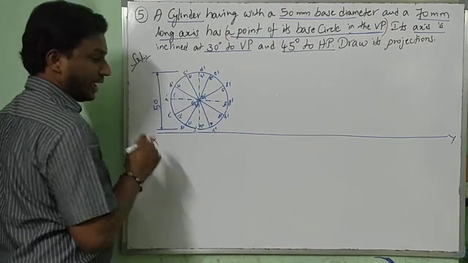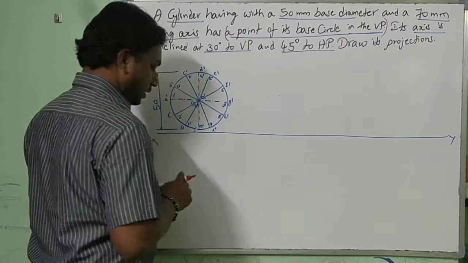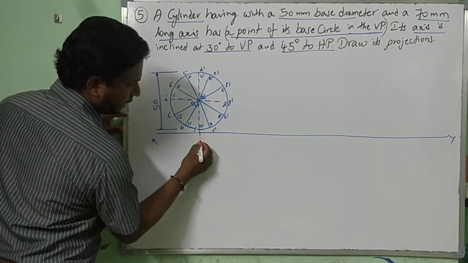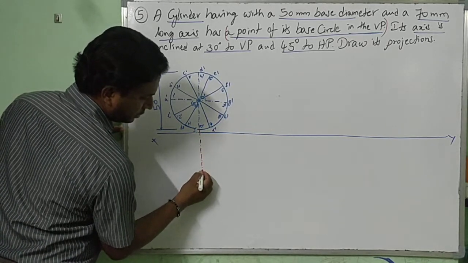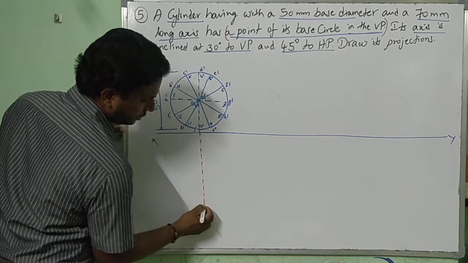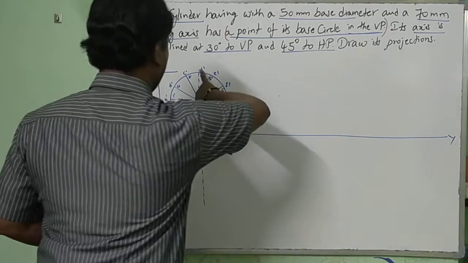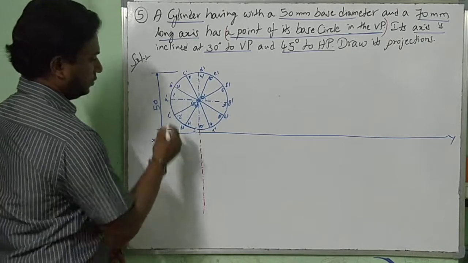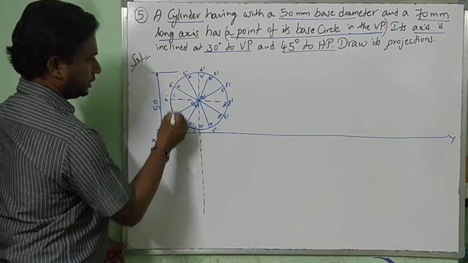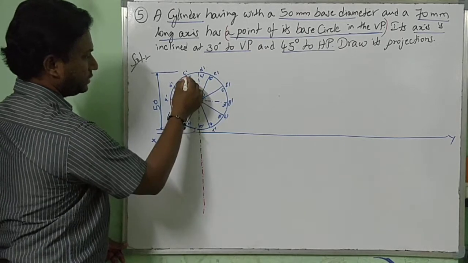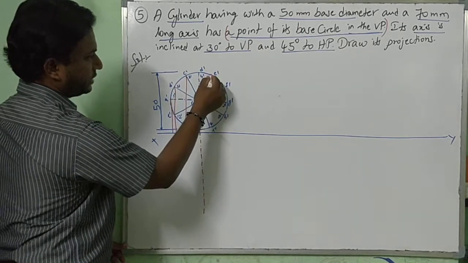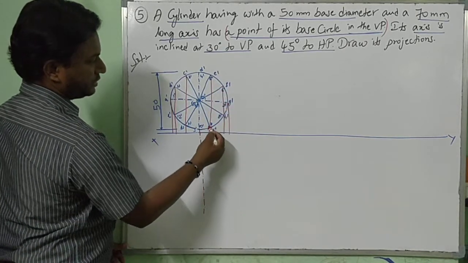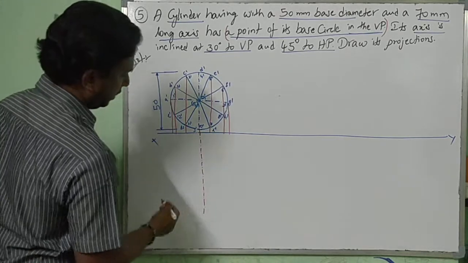So with respect to the axis, you are supposed to draw, right? The axis line comes from the center. What height? From A dash, vertical projector, B dash, vertical projector, C dash, axis coincides, D dash, E dash, F dash, G dash, H, I, J, K, L, all done.